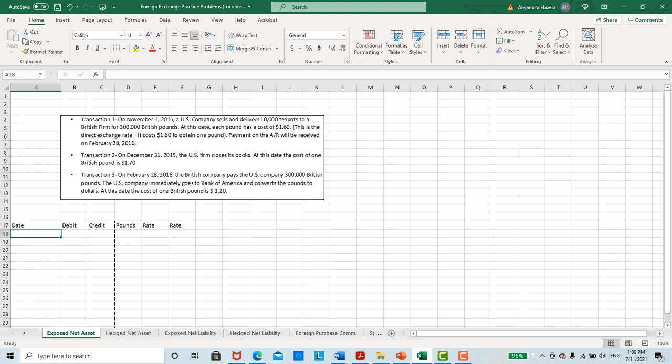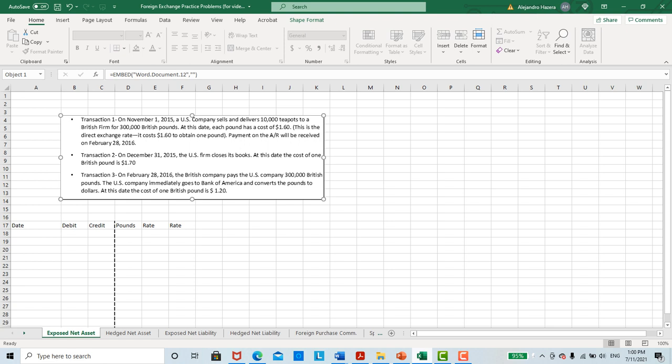Okay, an exposed net asset position is when you sell something to a foreign firm, usually inventory, on credit, and the account receivable is denominated in the foreign currency. So this is just a basic transaction, but it's pretty easy. This is pretty basic stuff. So let's go to the transaction here. We have three transactions.